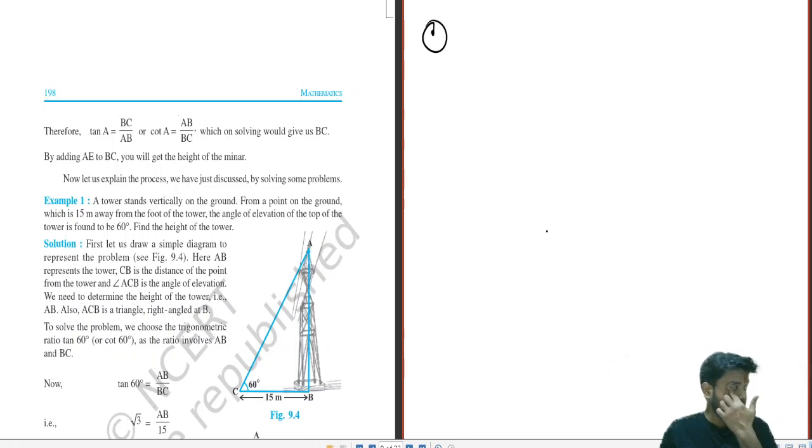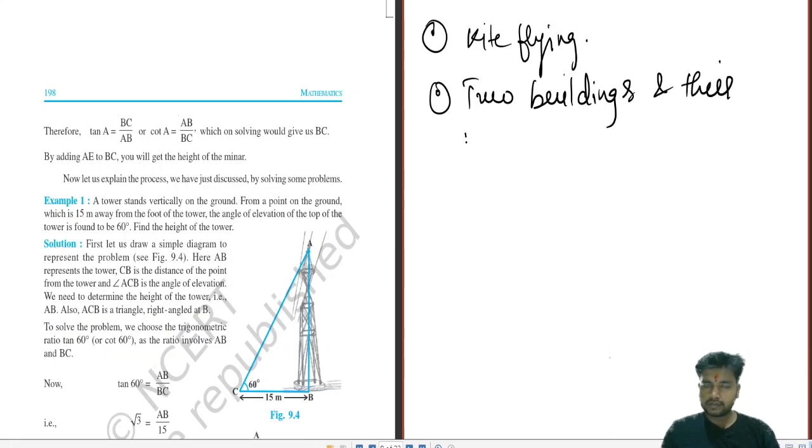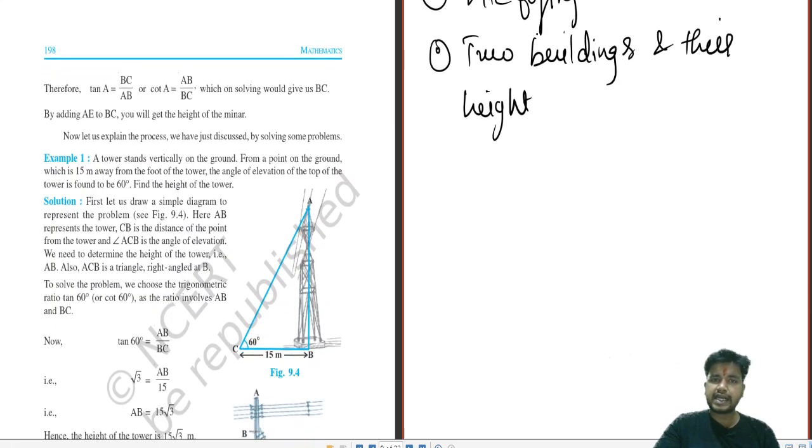Okay, somewhat of a kite flying, two buildings and their height. So we will deal with these types of sums and will cautiously move forward and understand the concept.